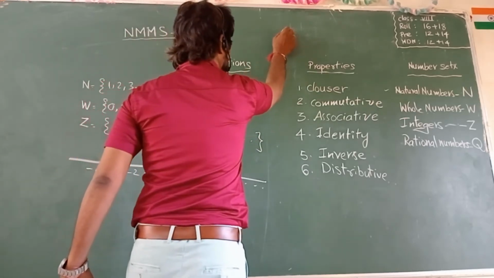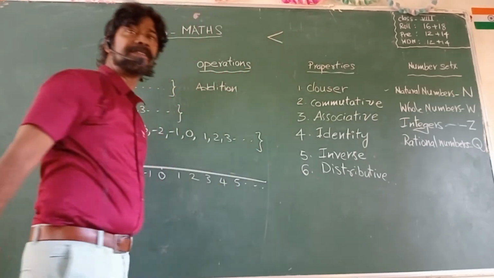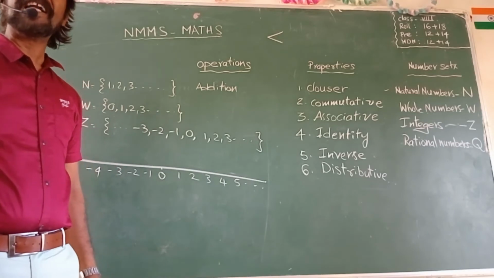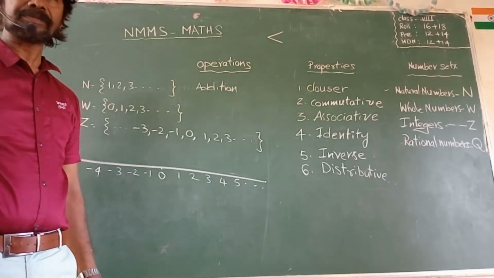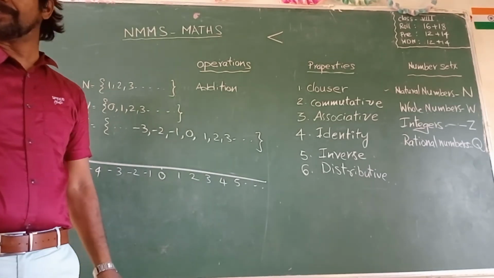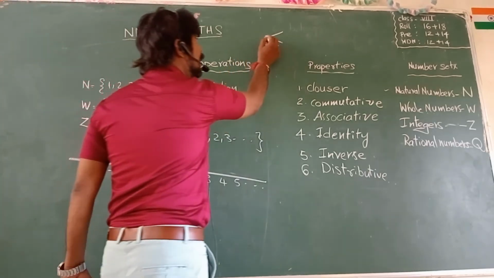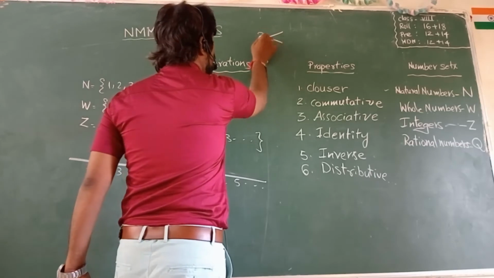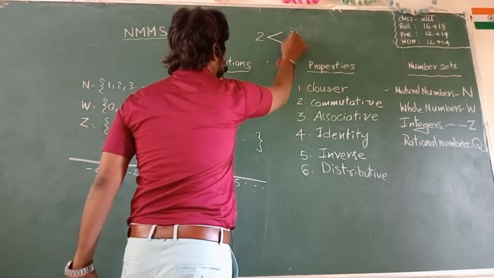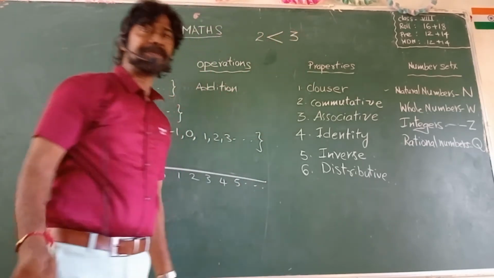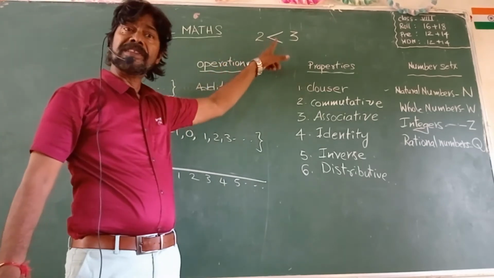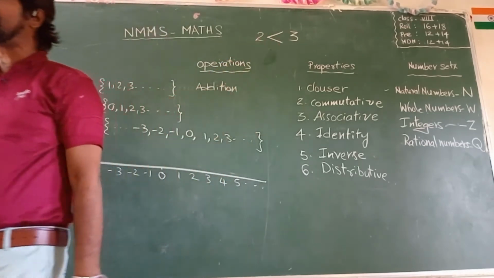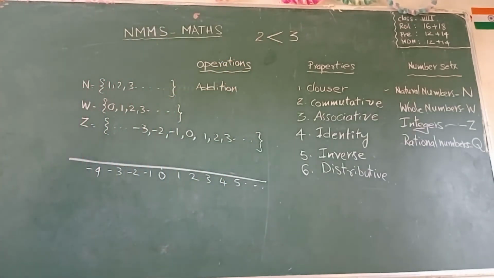Another one is this symbol. What is the symbol called? Less than. Here the point is there, so less than. 2 is less than 3. అంటే 2 3 కన్నా తక్కువ.